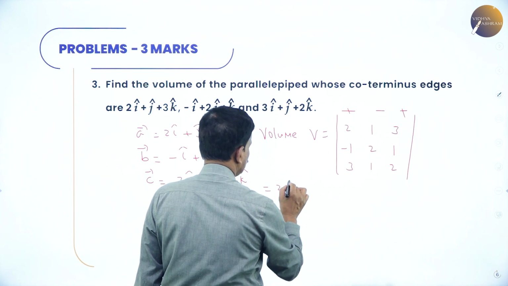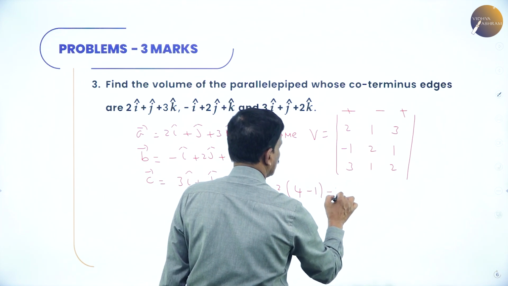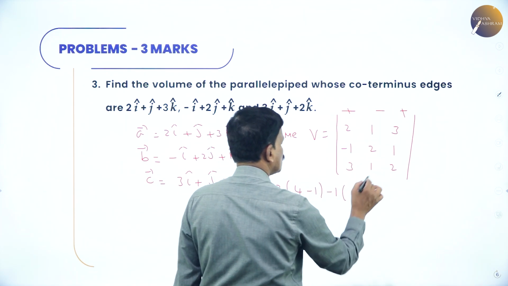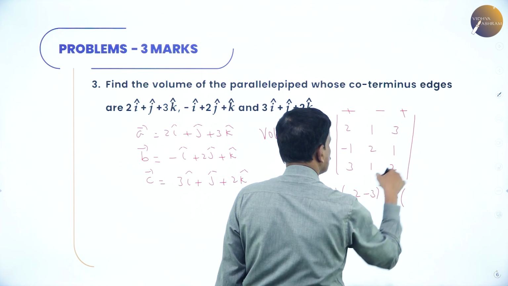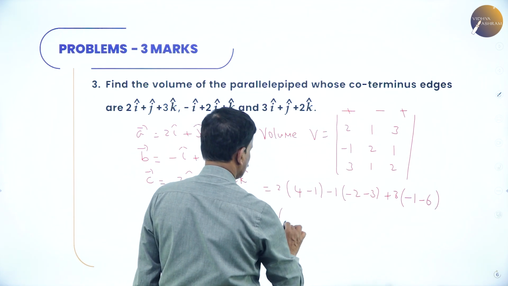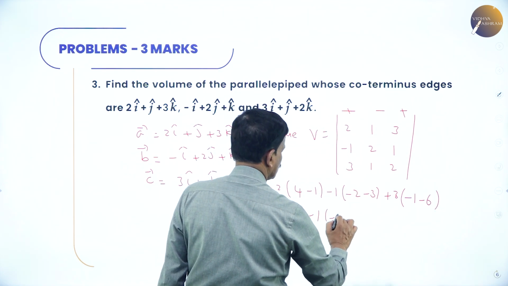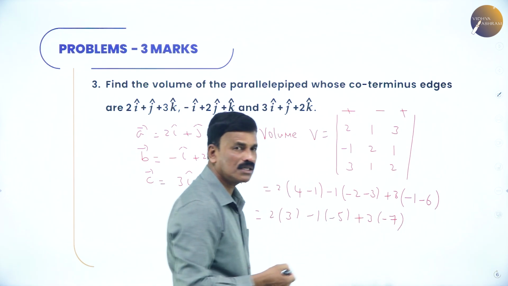That's equal to 2 into (this row and column is gone) 4 minus 1, minus 1 into (this row and column is deleted) minus 1 times 2 is minus 2, minus 3, plus 3 into (this row and column is gone) minus 1 minus 6. That's equal to 2 into 3, minus 1 into minus 5, plus 3 into minus 7. So this will give the answer.